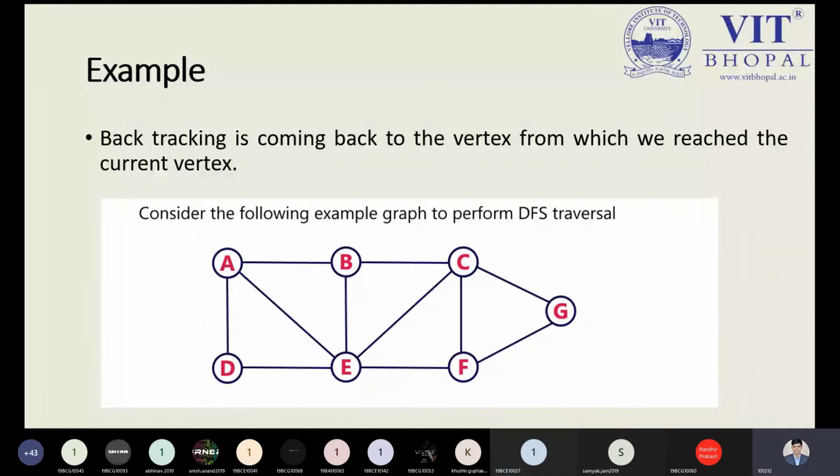Okay, so I'm just coming to the point. Now, in step number 1, which one is our first node? A. C.